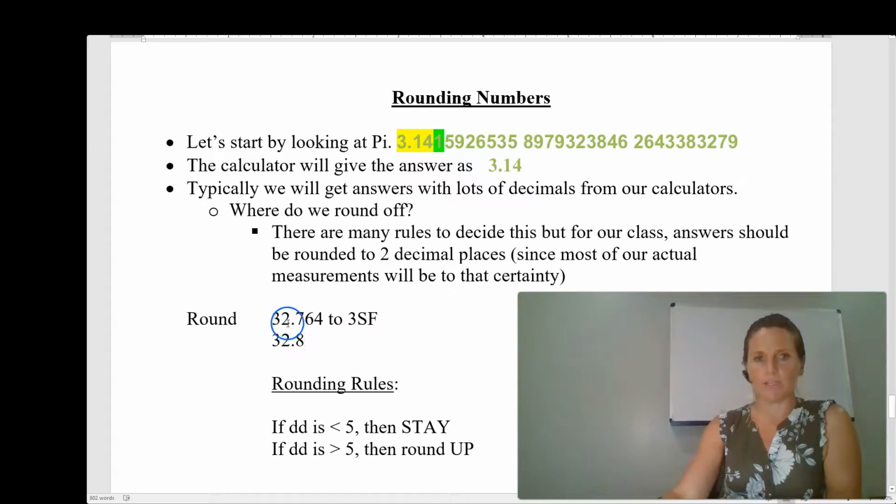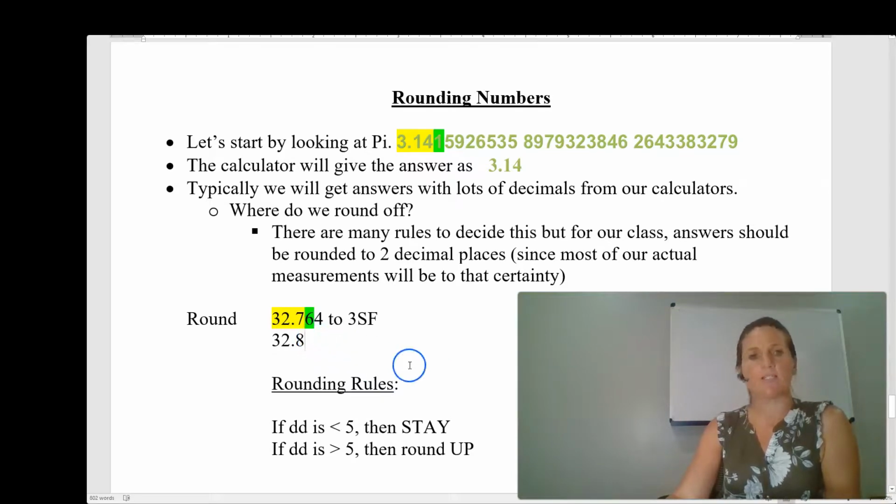With a number like 32.764, we want to round to three significant figures. So the first thing we need to do is identify our three significant figures. So my three significant figures are 32.7. And now I just identify my deciding decimal. Remember, the deciding decimal, or the deciding digit, is the number that comes after my significant figures. So in this case, the number is a 6. 6 is greater than 5, and so we round up. And so our rounded answer is 32.8. Simple, right? All right, let's practice some.